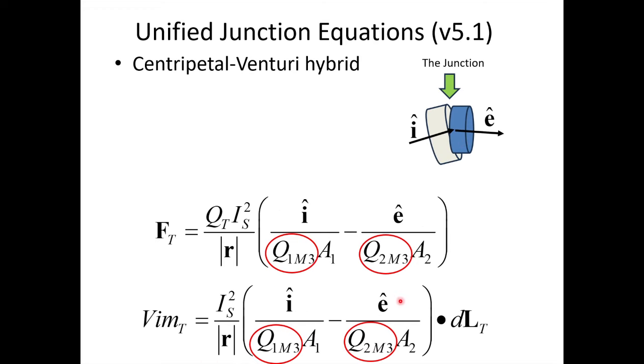And again, these are the equations now for the unified centripetal Venturi hybrid junction. We use this now in the physics software for every change in conductor, whether it be the direction of the conductor, the material of the conductor, or the size of the conductor. And these are the unified equations for all of that. Again, these are the parts that are going to change when the nichrome anomaly and zinc anomaly are resolved.